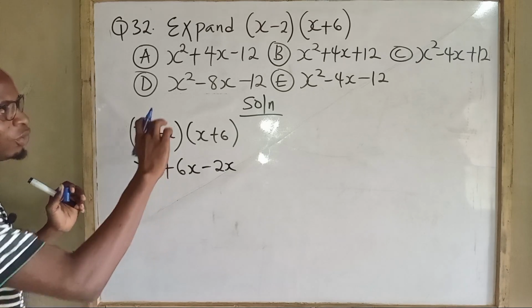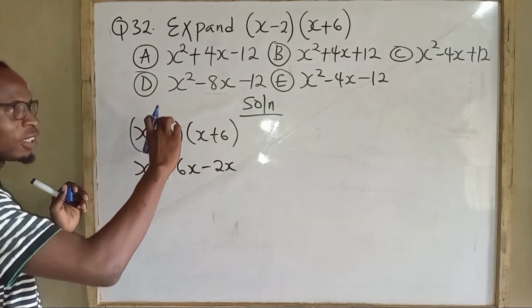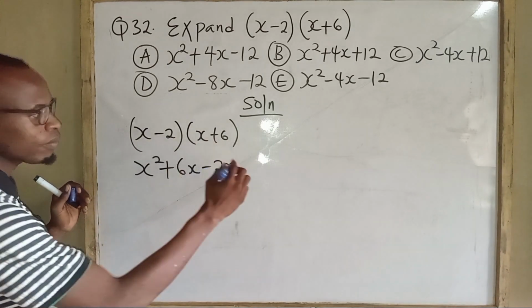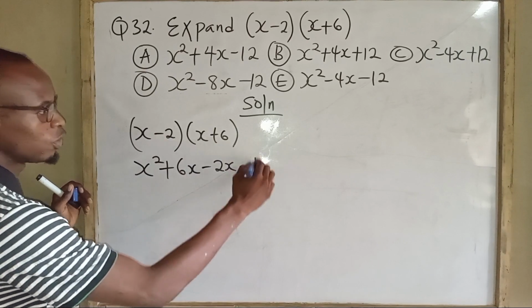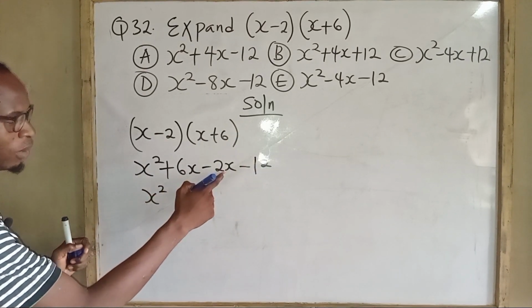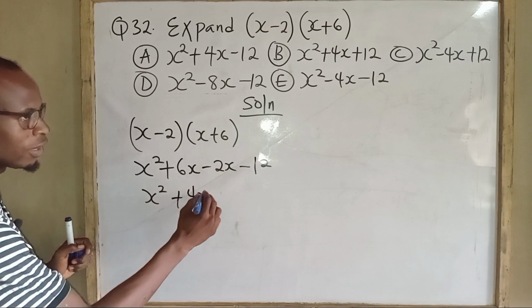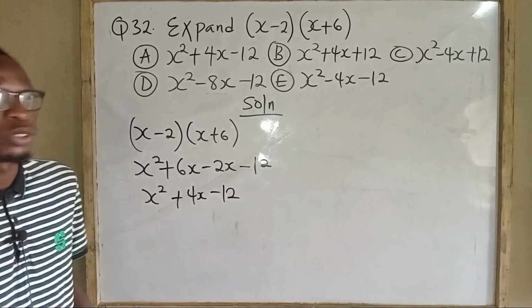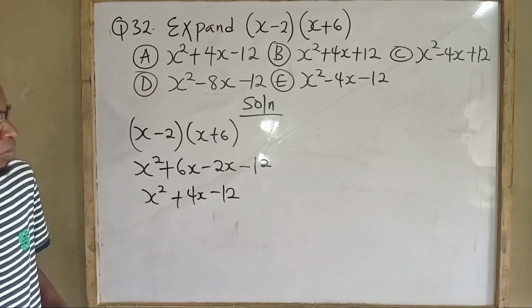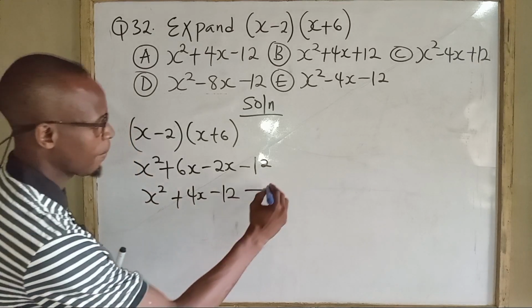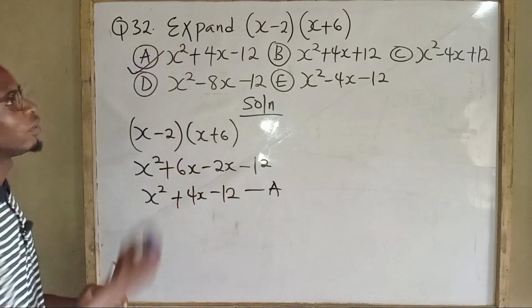Then lastly, you take the second term in the first bracket and multiply by the second term in the second bracket. That's minus times plus, you have to be careful: minus. Then 2 times 6 gives 12. So of course we have x squared, 6x minus 2x gives plus 4x, then minus 12. So our answer is x squared plus 4x minus 12. Let's check the options. That should be option A. So option A is correct.